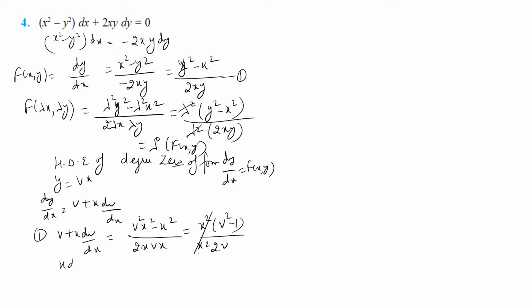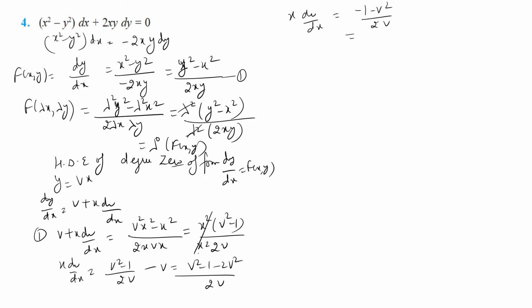So x dv by dx is equal to (v square minus 1) upon 2v minus v, which is v square minus 1 minus 2v square upon 2v. So we get x dv by dx is equal to (minus 1 minus v square) upon 2v. Okay, so we will keep this negative sign to the side of x only.